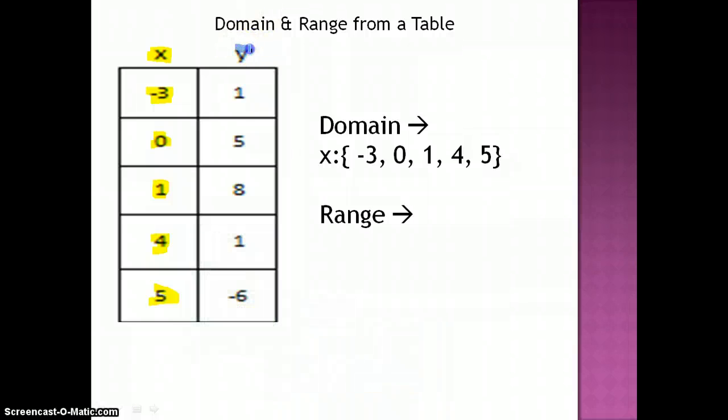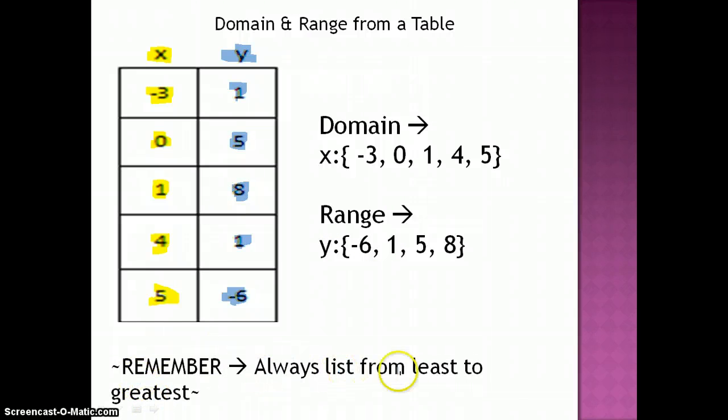Then if we want to do the range, remember the range is your Y values. So you're going to list in order from least to greatest. Now, my least number is -6, so that comes first. And then 1. You notice how 1 repeats itself? We only write it one time. Even if it occurs twice, you only write it one time. And then we have 5 and then 8. So again, remember, always list from least to greatest.